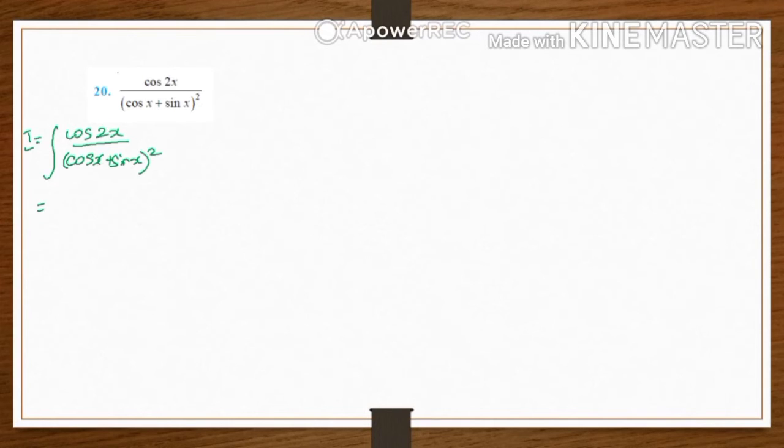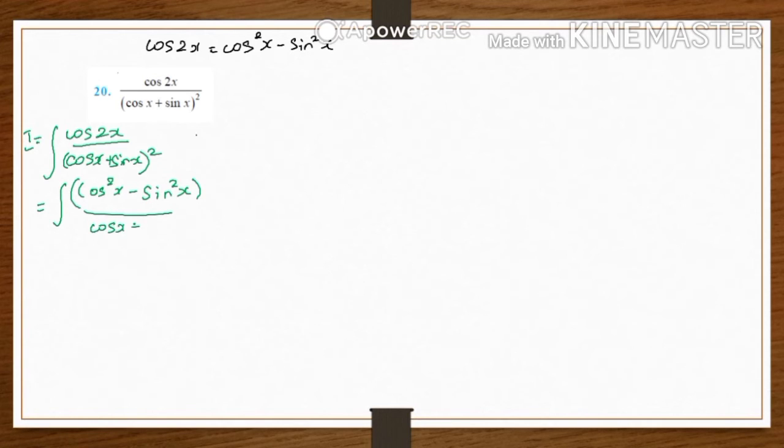So this cos 2x we can write it using a trigonometric formula: cos 2x is equal to cos square x minus sin square x. So let us substitute that. So integral cos square x minus sin square x divided by (cos x plus sin x) the whole square.